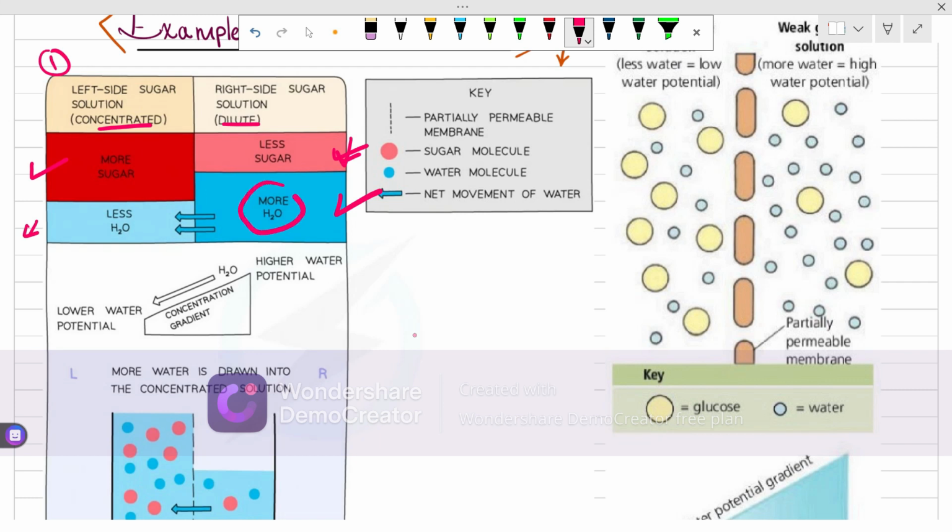Now, during osmosis, if we return back to the definition, osmosis is a net movement of water molecules from a high concentration to a low concentration. So, in the right side, the dilute solution, water will move from a dilute solution with high water potential to a concentrated solution with low water potential, moving down the concentration gradient.